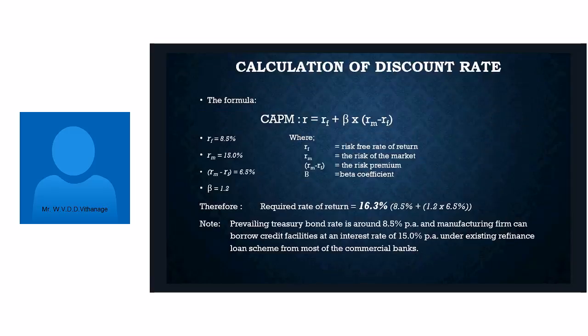Then the calculation of the discount rate. I use the CAPM model to calculate the discount rate. For the risk-free rate of return, I use the treasury bond rate. The prevailing 12-month treasury bond rate is 8.45%, so I consider the risk-free rate as 8.5%, and for the required market rate I consider 15% because the firm can easily take a bank loan at 15% at any time. When calculating beta, there is no comparable firm to give an idea about the beta, and also there are no historical values. Therefore, I assume the company is an aggressive company, so I took the beta value as 1.2. From that CAPM model, the required rate of return was calculated as 16.3%.